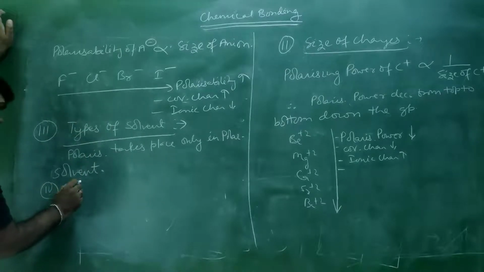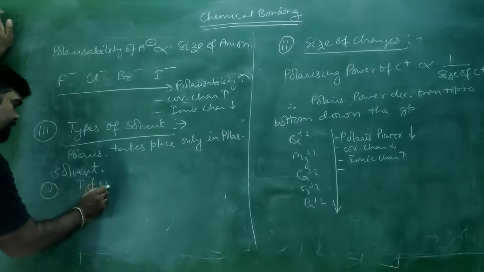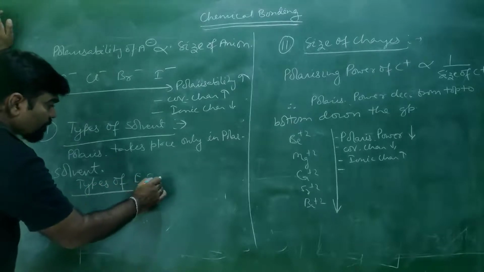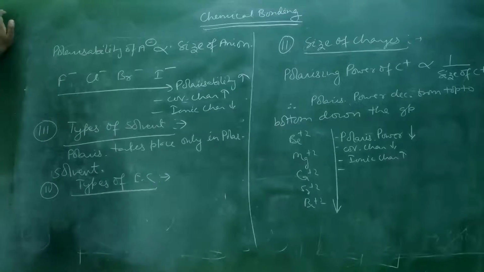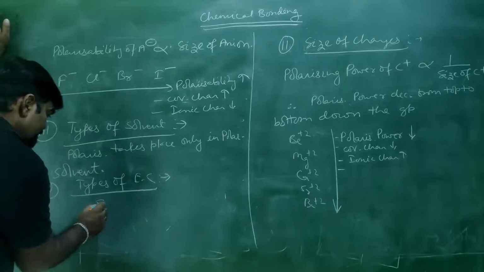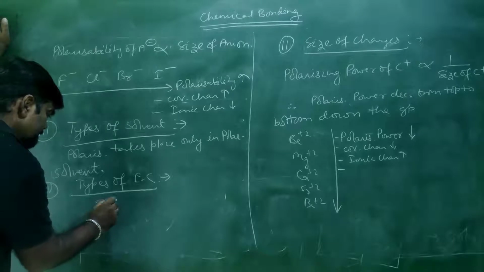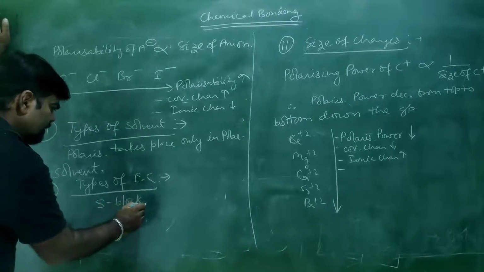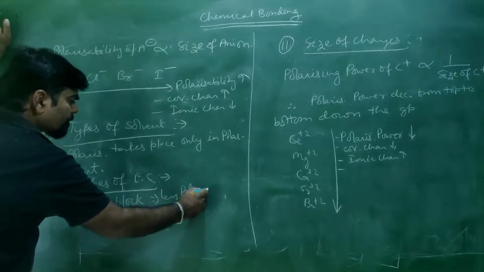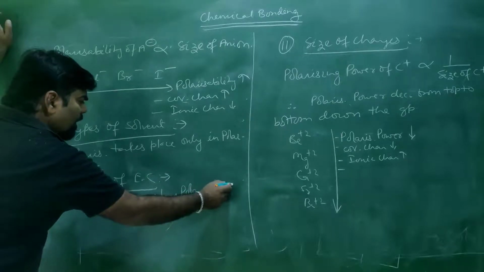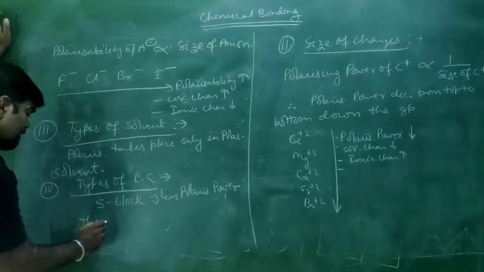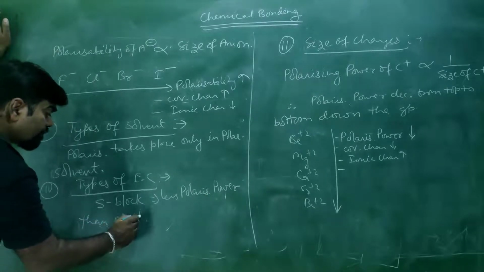Next is types of electronic configuration. Which type of electronic configuration will they have? Generally we know that S block and P block elements will have less polarizing power than D block metals.